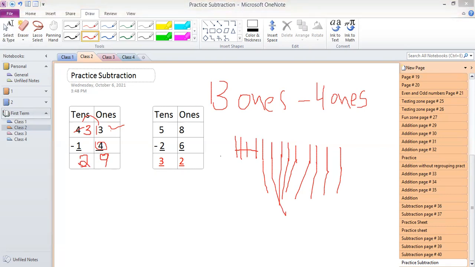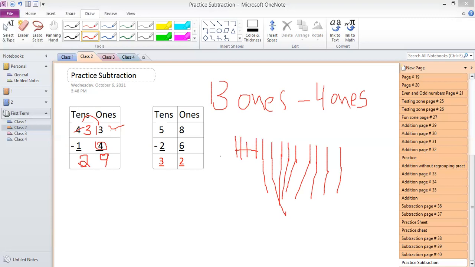I repeat for you guys. You cannot subtract 4 from 3. Why? Because 3 is a smaller number. You cannot take out a bigger number from a smaller number. If you have 3 biscuits, you cannot give 4 biscuits. If you have 3 chocolates, you cannot give 4 chocolates. If you have 3 cups of milk, you cannot give 4 cups of milk. If you have 3 cars, you cannot give 4 cars. Once you have 3, you can either give 3, 2, or 1. You cannot give more than 3.